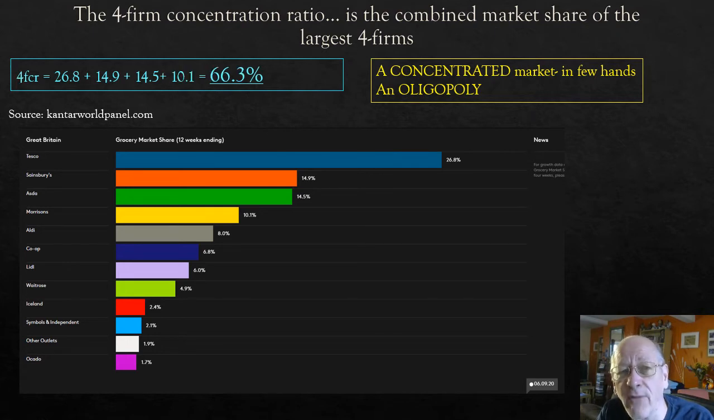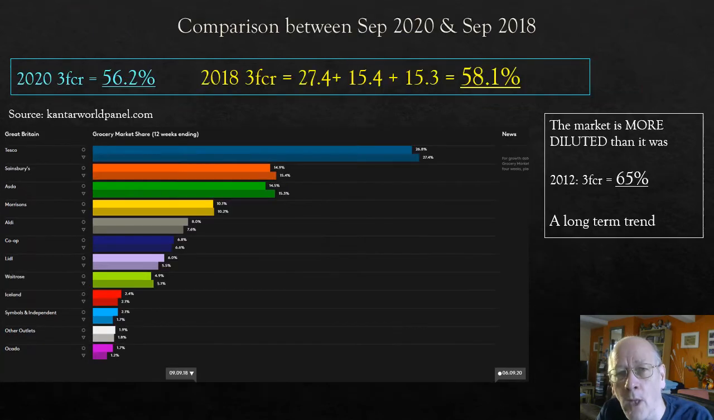If we just look at the 4-firm ratio, again, it's the same thing. We're adding the market shares of Tesco, Sainsbury's, Asda and Morrisons, and that gives us a combined figure of 66.3%. Almost 2/3 of the market is in the hands of just 4 firms, so that just confirms that this is an oligopoly. So one type of question you might get is looking at what the market structure is. Another question that you might get is looking at how that market structure is changing over time. Is it more or less concentrated than it was?